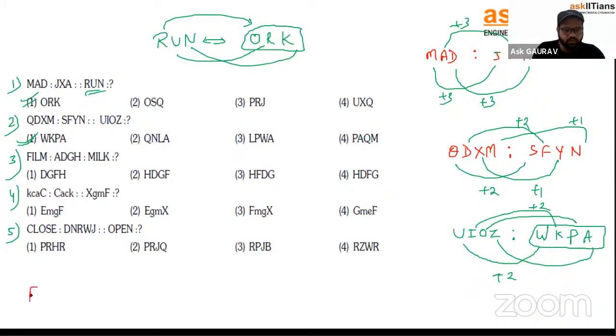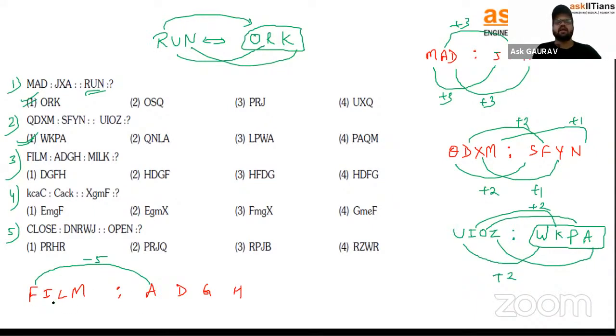See the relation of FILM is to ADGH. Check the relation. FILM, ADGH. ABCDEF. Okay, so it is like -5 or +5 from A, -5 from F or +5 from A.